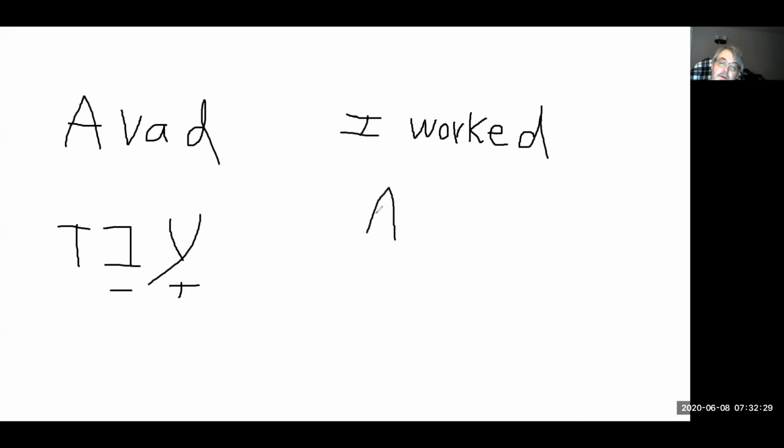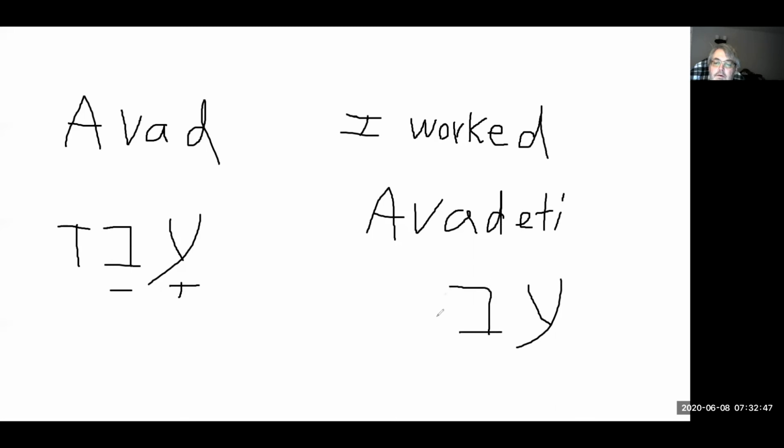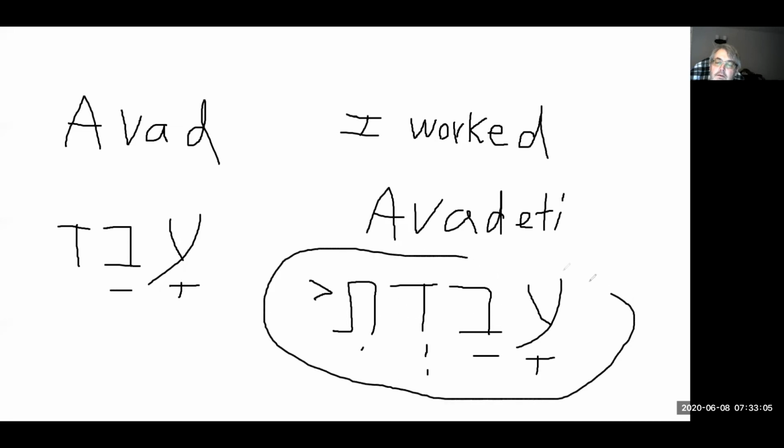And this one would be avadeti. So you're getting a shva that has a sound there. Let me show you that in the Hebrew. So remember, you take your three-letter root, put your pa'al vowels in it, a shva, and your ending for first person past tense, which is the T. So you get avadeti, avadati. That's your I worked.